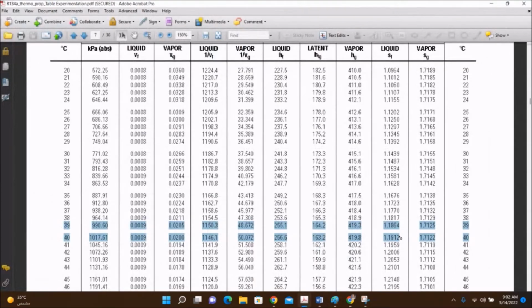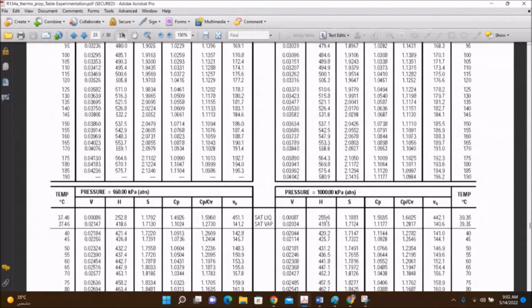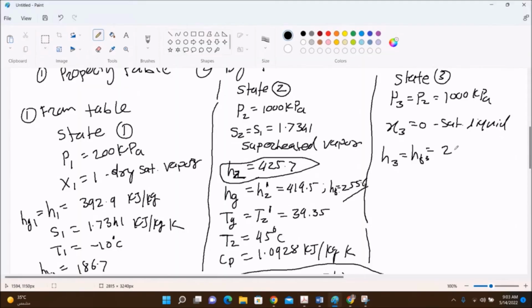For point 2, the pressure is 1000 kPa. 1000 kPa is here, but I found it in the superheated table. I have HF here, I have the temperature. So why use interpolation? Sorry, HF is here directly. So this is a saturated liquid, and this is HF, and these properties are on saturation. So H3 is 255.6, and the temperature I already wrote here, 39.5. 255.6 I wrote here. Okay, so point 3 is done.